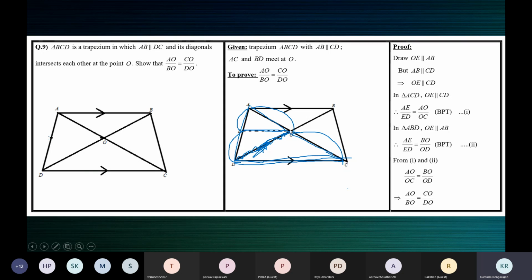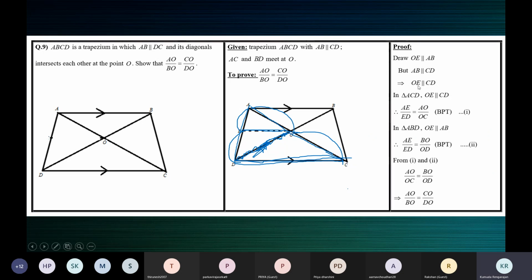Now O and E, where is E? E is on AD, so you have 2 sides: A, D, C. That's a triangle. OE is parallel to DC, so DC is one side. O is on which side? You're confused because there are 2 sides which have O, so leave that. E is on AD. So now see, ADC is the triangle where OE is parallel to CD.